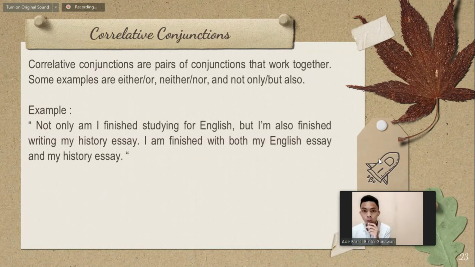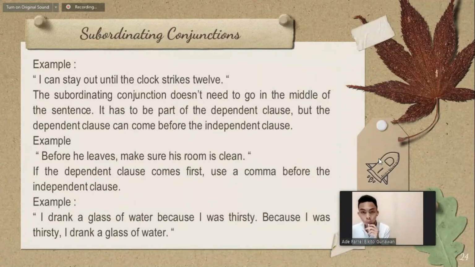For example, not only I am finished studying for English, but I've also finished writing my history essay. I am finished with both my essay and my history essay. The next is subordinating conjunction. Subordinating conjunction joins independent and dependent clauses. A subordinating conjunction can signal a cause and effect relationship, a contrast, or some other kind of relationship between the clauses. Here's some example. I can stay out until the clock strikes 12.